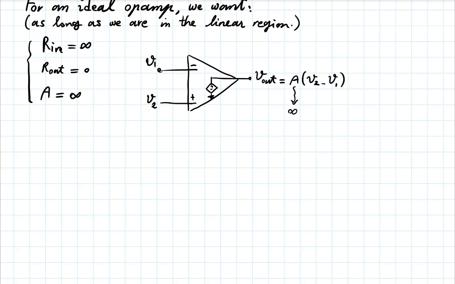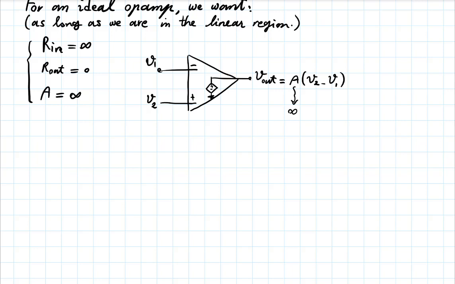Not very exciting. Now, there are cases where you might want to do something like that. You might say this is an excellent comparator, for instance. It compares the two inputs. If one of them is slightly higher than the other, it will saturate the output one way or the other. And you will know if V1 is higher or V2, depending on which way the output saturates. So you might say that's a functionality, and that's nice.